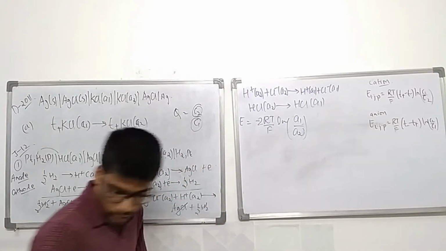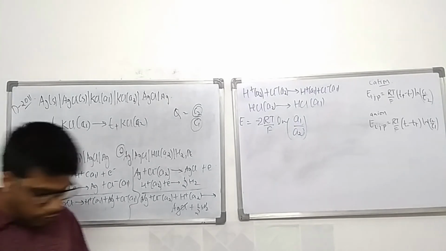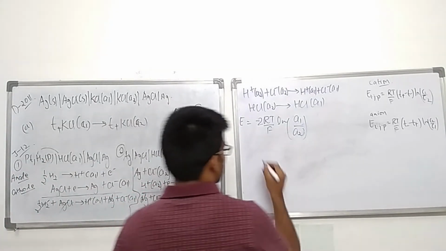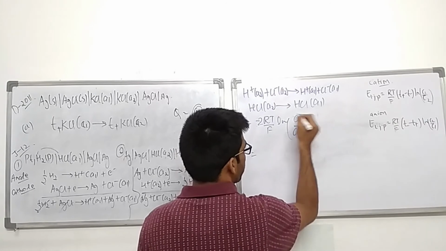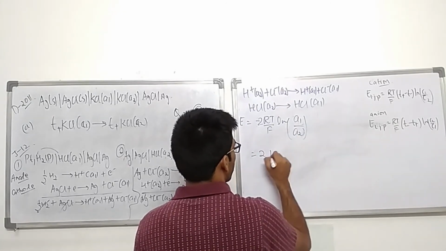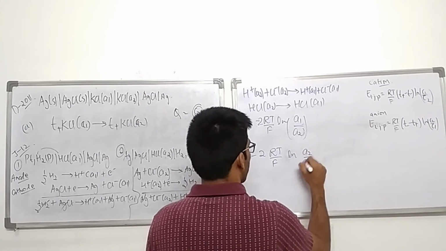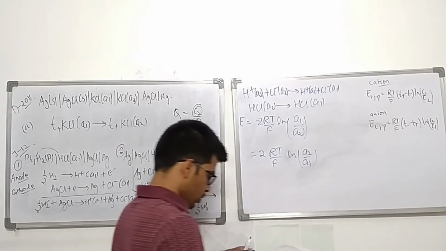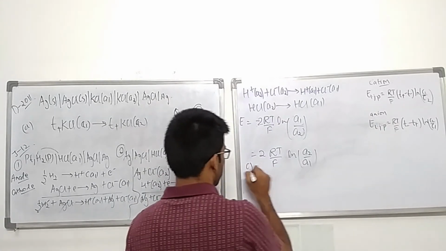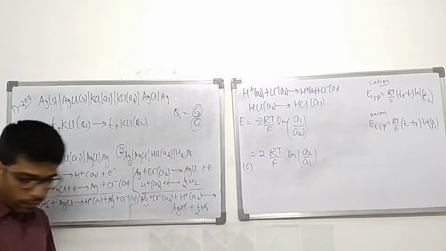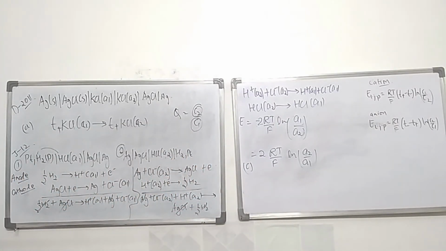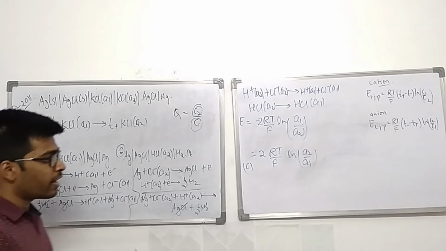A1 by A2. Now if you see the options, none of the options have a negative sign. So that means this minus has been compensated by taking the reciprocal. So I get 2 RT by F ln A2 by A1, which is given in my option number C. Okay. Now the recent question which came in December 2019.